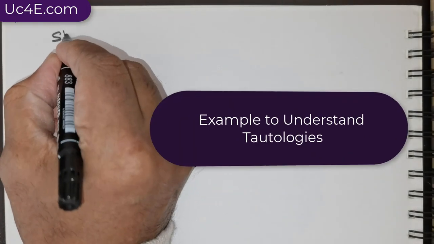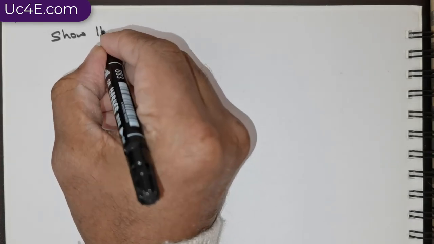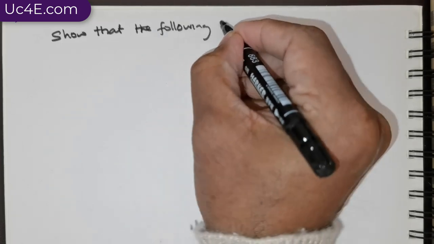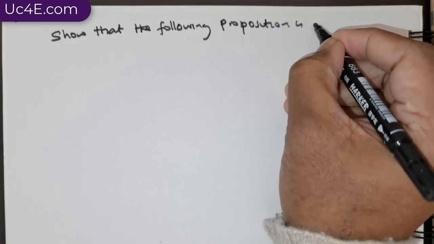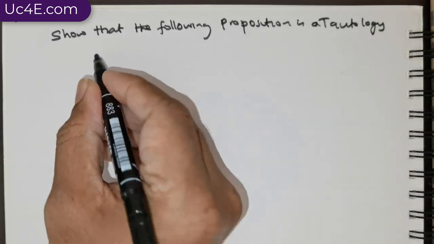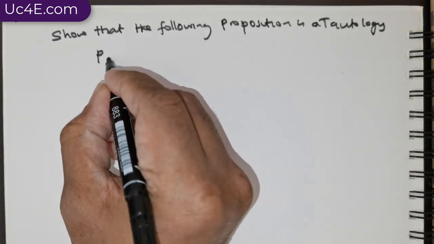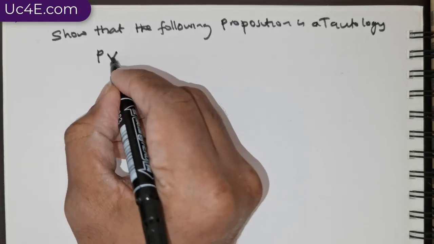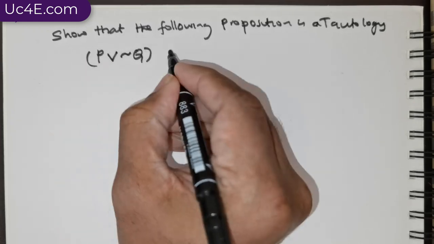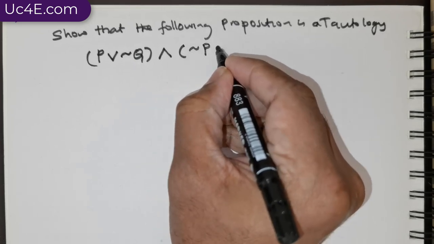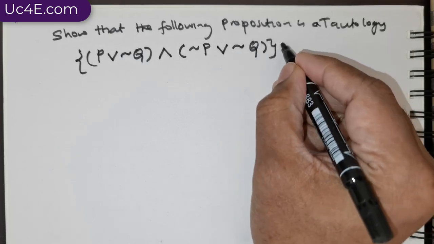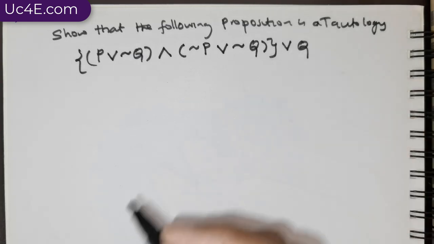Now I'll be showing you a classic example of a tautology. Let me write that. Show that the following proposition is a tautology. So this is what we have been given: P V, I'm calling it V because it looks like a V, it's the disjunction operator, negation of Q, and then you have the conjunction of negation of P, disjunction, negation of Q. This entire thing is having a disjunction with Q.